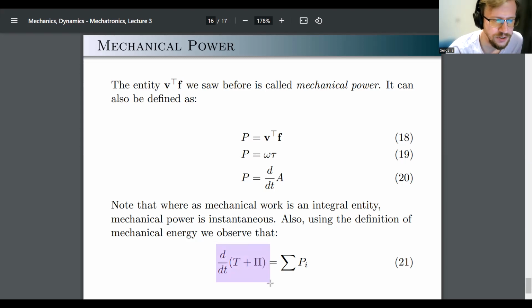Now, of course, we could find a quite interesting relation between mechanical energy and power: the sum of all powers acting on the system would be equal to the derivative of kinetic plus potential energy. Sounds quite reasonable, right? How fast does the full energy of the system change? Well, it depends on the power of the forces acting. That makes sense.